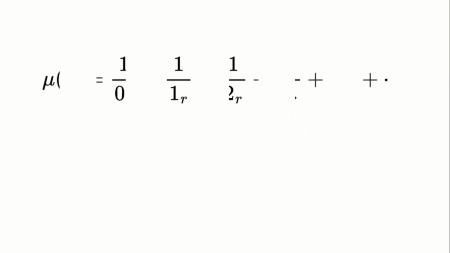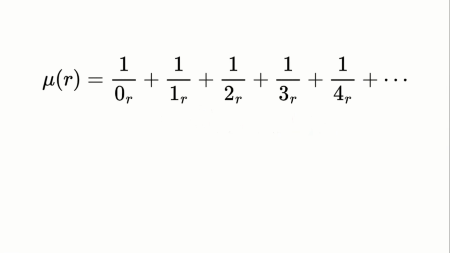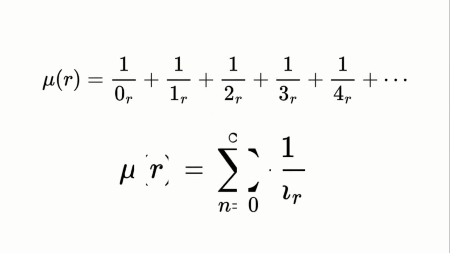Now let's dive into it. The mu function is a special type of summation, which means it adds up an infinite series of numbers following a specific pattern. Mathematically, the mu function of a number, let's call it r, is found by adding up fractions, where each fraction has a special type of factorial in the denominator. But before we go further, let's first understand what this special factorial really means.